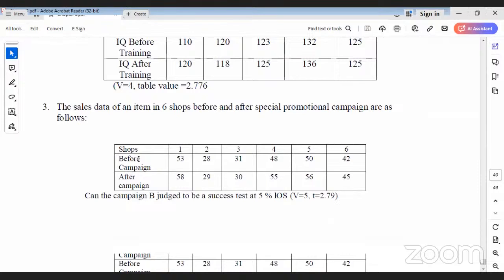Another problem is there. The sales data of an item in 6 shops before and after a special promotional campaign is as follows. How many shops are there? 6 shops. Can the campaign be judged to be a success? Test at 5% LOS. V is equal to 5, t is equal to 2.79. Before campaign: 53, 28, 31, 48, 50, 42. After campaign: 58, 29, 30, 55, 56, 45.